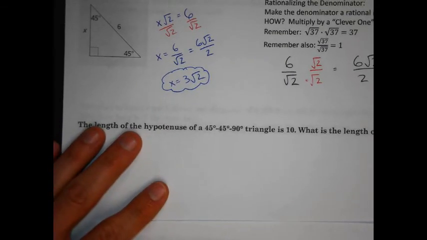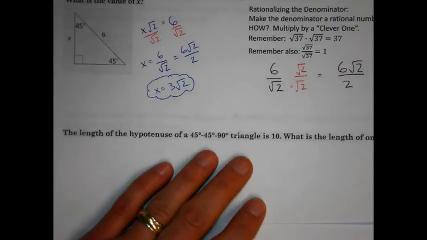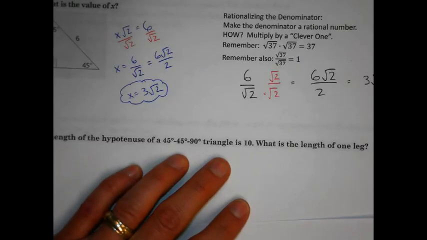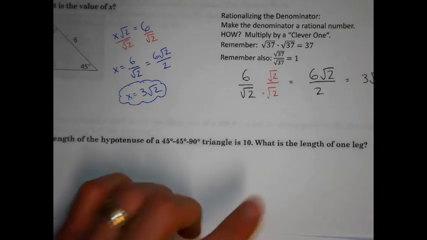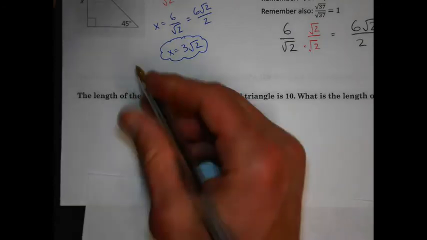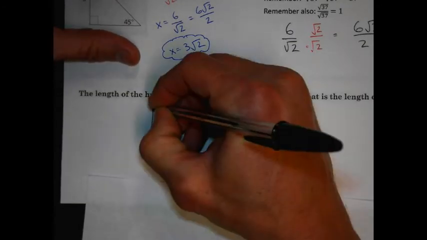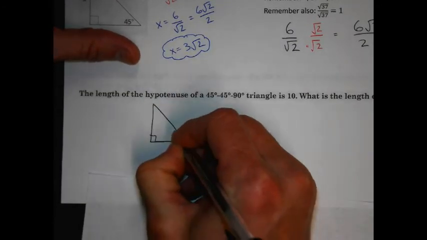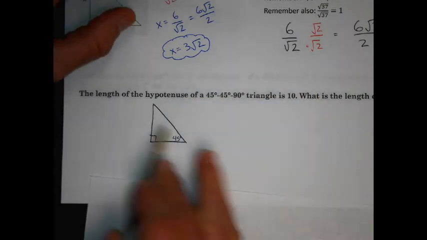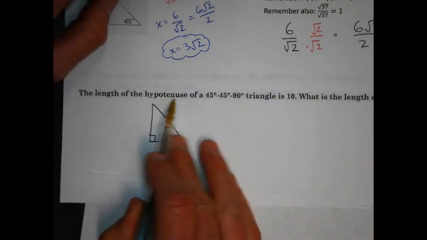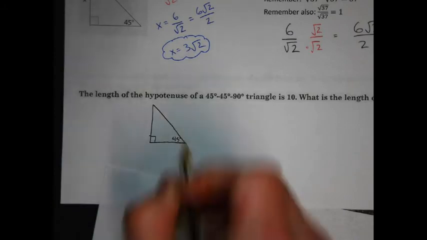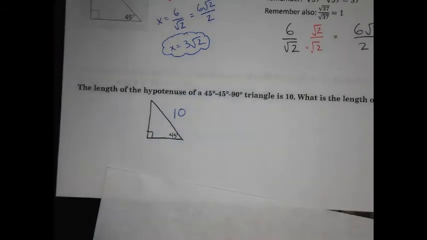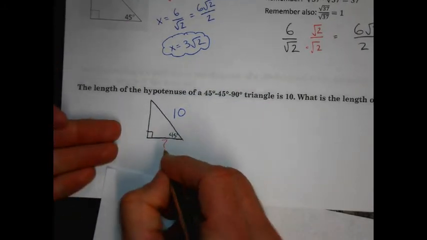Here's another question. The length of the hypotenuse of a 45, 45, 90 right triangle is 10. What's the length of one of the legs? So let's draw the picture. Okay, we have 45, 45, 90. Boom. Boom. There's my 45. The length of the hypotenuse now is 10. So now we are given the hypotenuse is 10. What is the length of a leg? Okay, so that's the question.